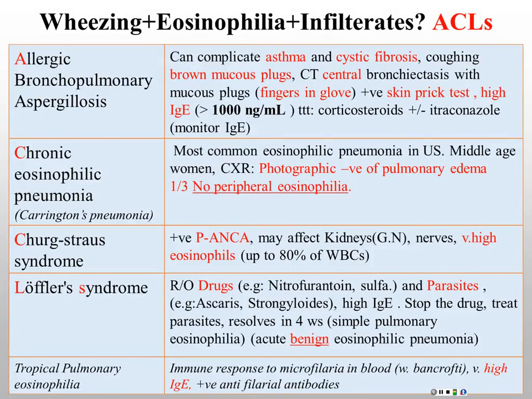Chronic eosinophilic pneumonia, usually middle-aged women, they will have the photographic negative of congestive heart failure, so more peripheral opacities on the chest X-ray. 1/3 they don't have peripheral eosinophilia. The other third differential is Churg-Strauss syndrome. P-ANCA will be positive. They may have glomerulonephritis, very high eosinophils, up to 80% of their white count.